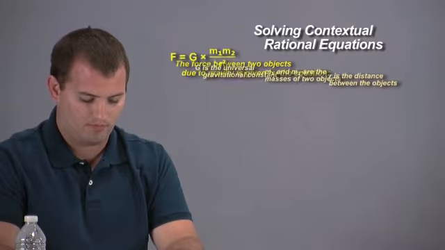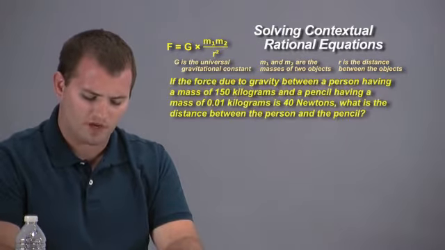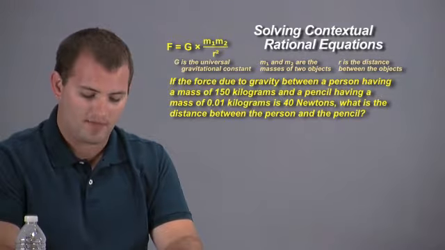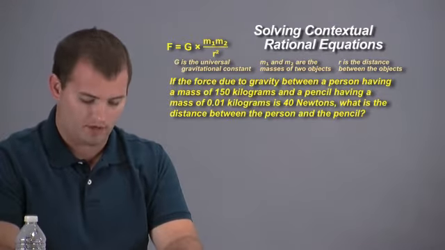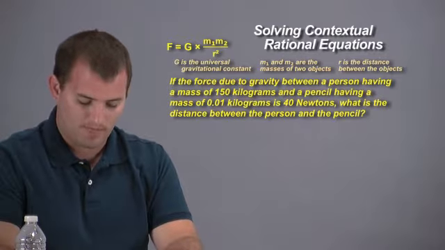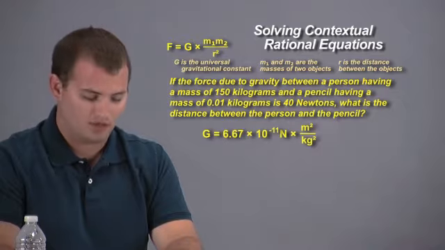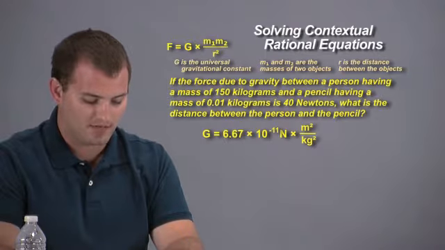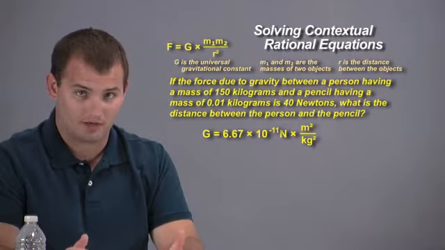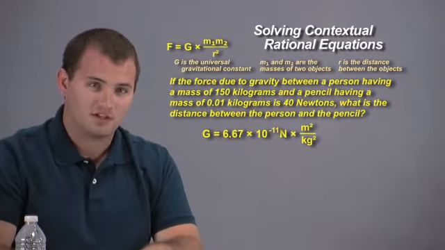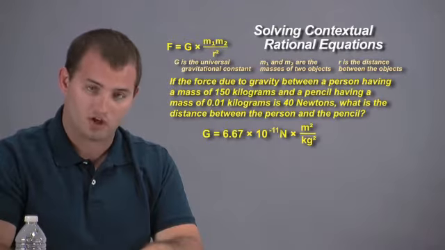Let's work an example. If the force due to gravity between a person having a mass of 150 kilograms and a pencil having a mass of 0.01 kilograms is 40 newtons, what is the distance between the person and the pencil? G is equal to 6.67 times 10 to the negative 11th newtons times meters squared divided by kilograms squared. Don't worry, it's just scary looking. Okay, now we just need to plug the information into our equation and determine the distance.